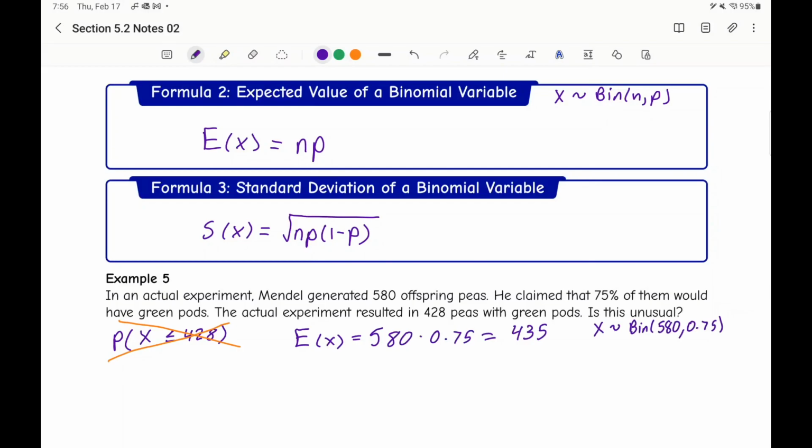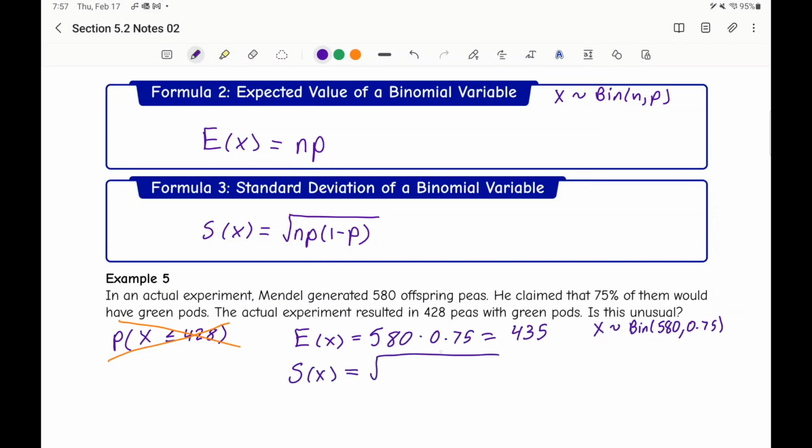But to determine how close is close enough, that's where the standard deviation comes in. Because remember, the standard deviation measures how far spread out the data is. So if the data is very spread out, 435 makes sense. But if the data is not spread out at all, like the standard deviation is only 2, 428 would actually be unusual, because if you go 2 away from 435, that only gets you to 433, which is larger than 428. But anyways, let's calculate what the standard deviation is.